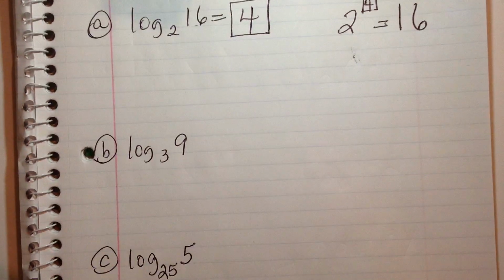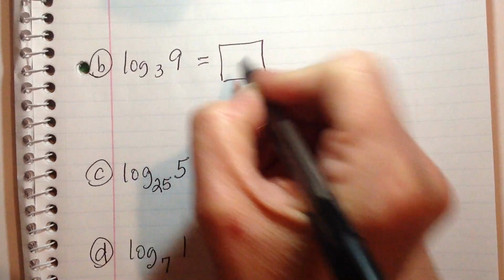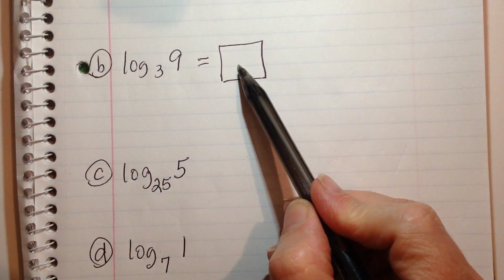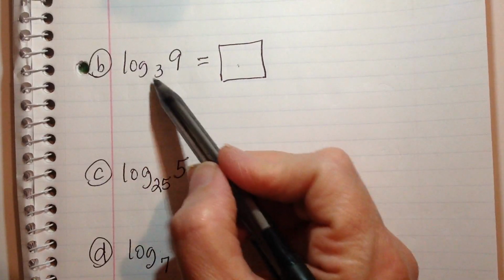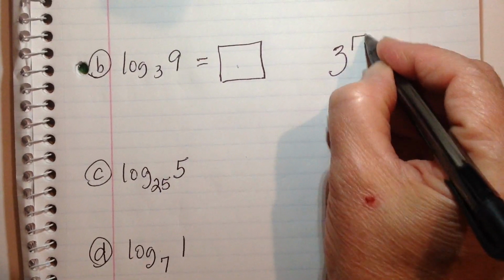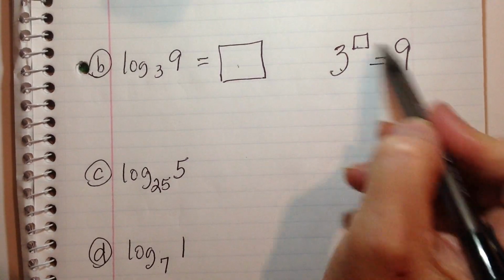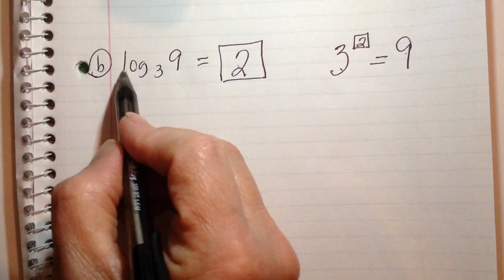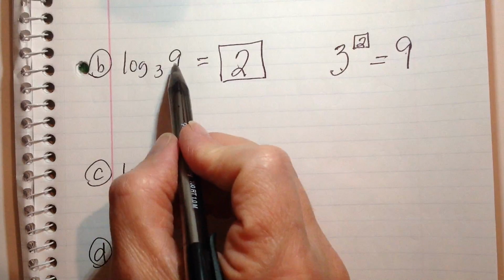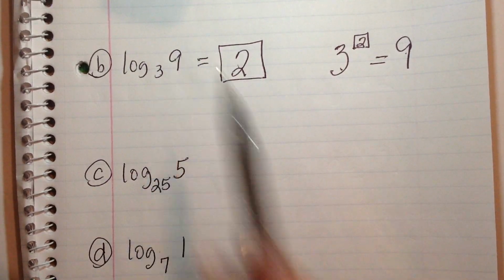Let's look at the next example, B. I'm going to convert it to exponential form, and I'm going to find the missing value, which is your exponent. So think about it. 3 is my base, raised to what exponent gives you 9? 3 raised to what power is going to give you 9? Well, that's 2. 3 times 3 is 9. So if I evaluate this logarithm, log base 3 of 9, it would equal 2, because 3 to the second power gives you 9.